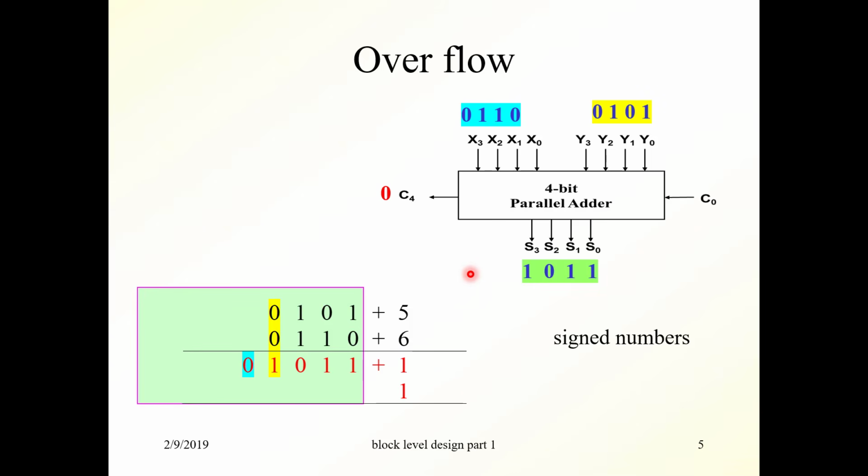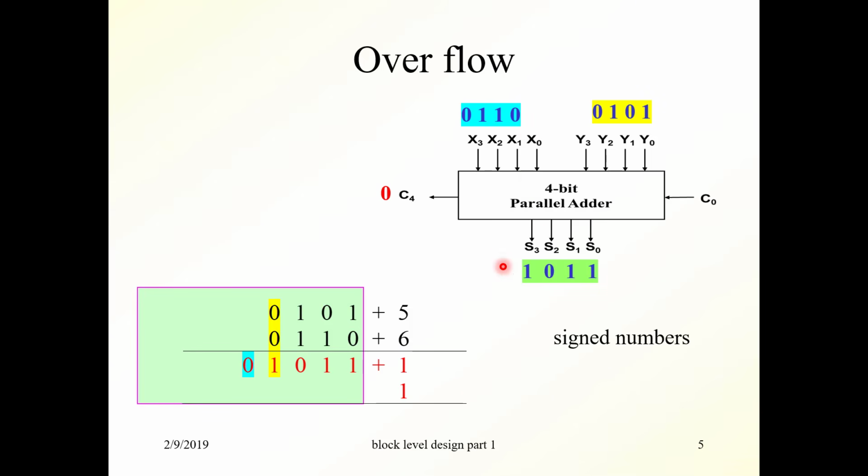Now let's take a case where the overflow occurs and see how this is a problem in digital systems. Now if you add a plus 5, this is a plus 5 as a 4-bit number, and this is a plus 6 as a 4-bit number. Now the answer should be plus 11. This is a plus 11. Note that the answer has 5 bits, not 4. So an overflow occurred. Now this number 5 is put as a Y input to the parallel adder. This 6 is put as an X input to the parallel adder.